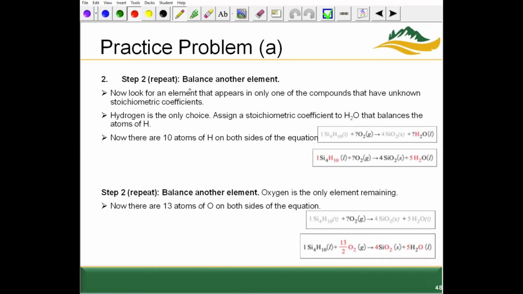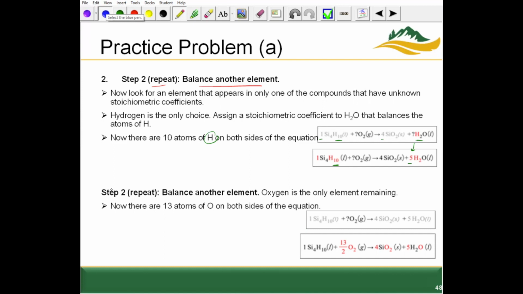Step 2, we need to repeat and possibly do some trial and error. So let's balance another element now. Again, working with oxygen is usually not that straightforward, so our only other option at this point is to work with hydrogen. With the coefficients assigned so far, we have 1 and 4. There are 10 hydrogens here and 2 here. So to make this balance out, we can change this coefficient to 5. So 5 times 2 is 10, and here we have 10 hydrogens.